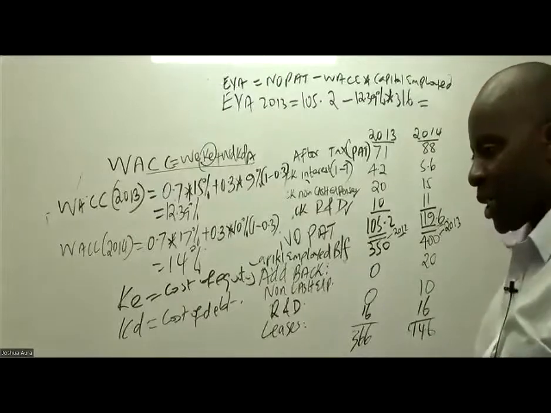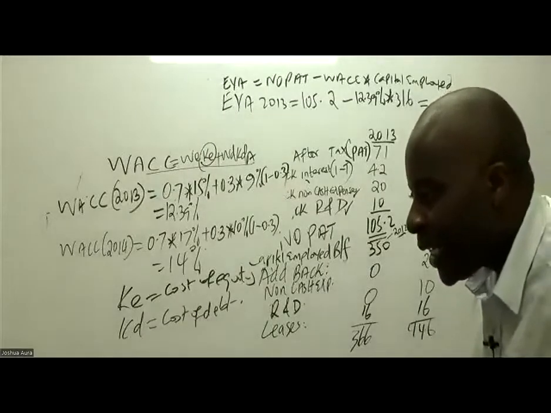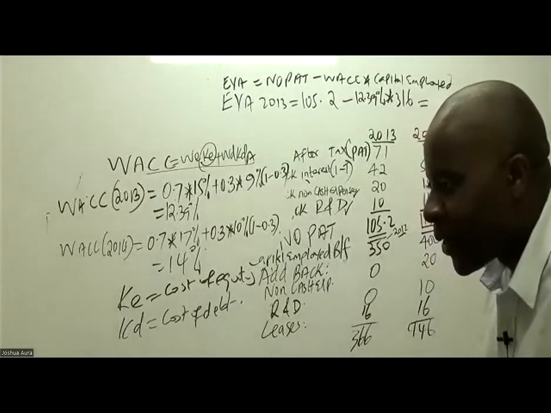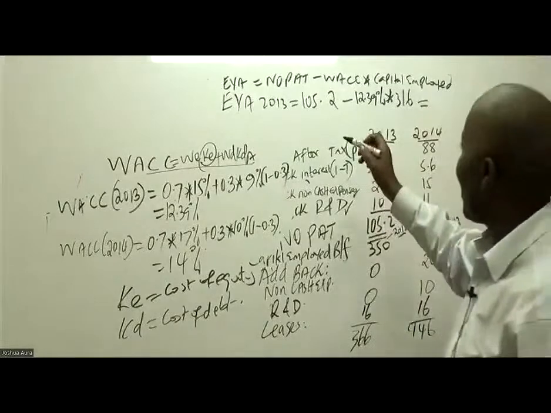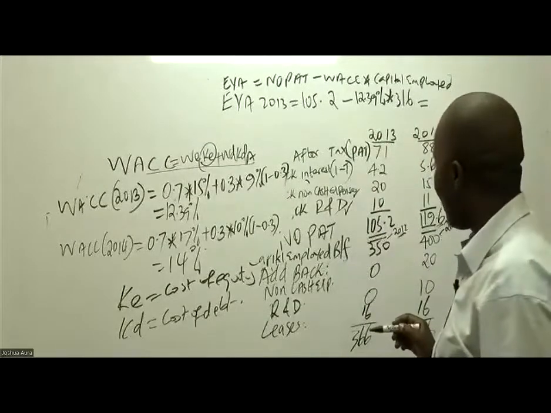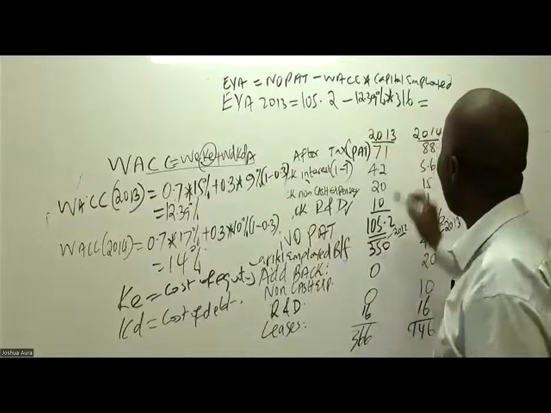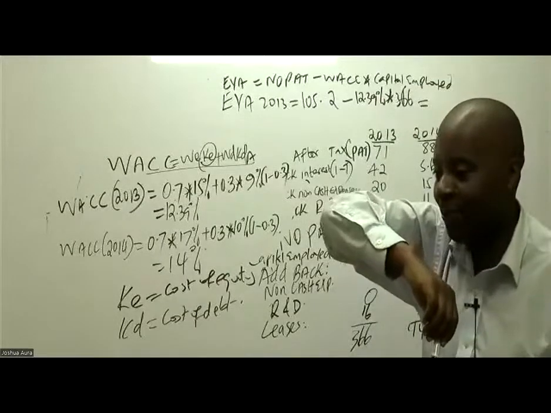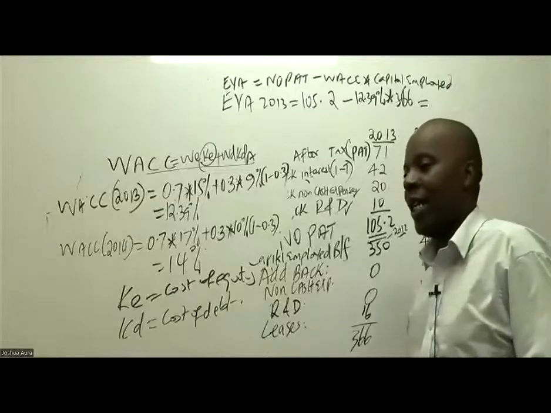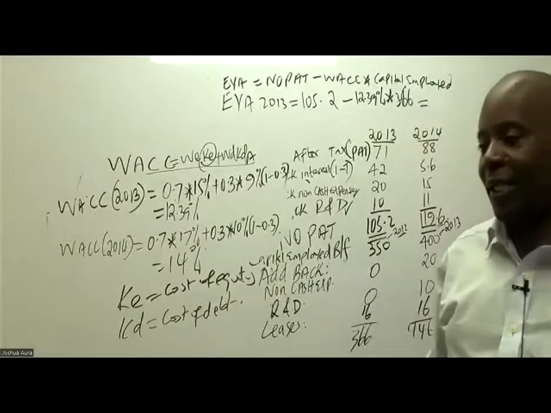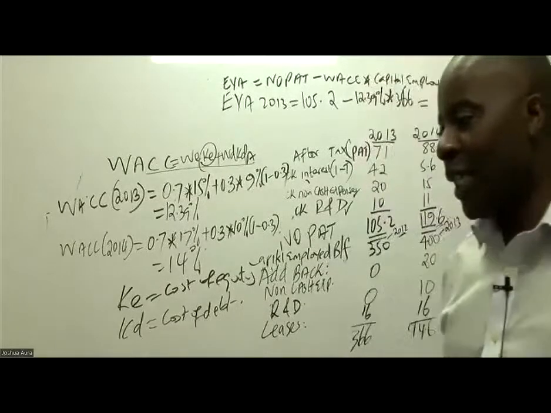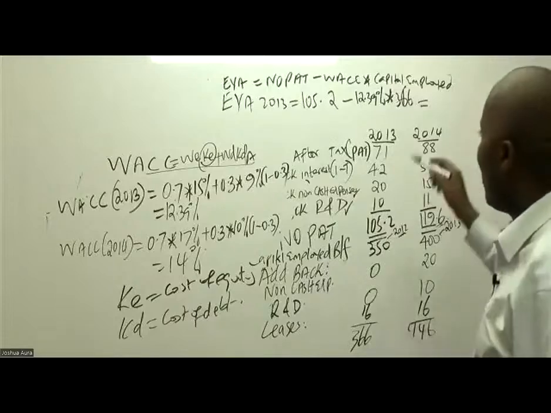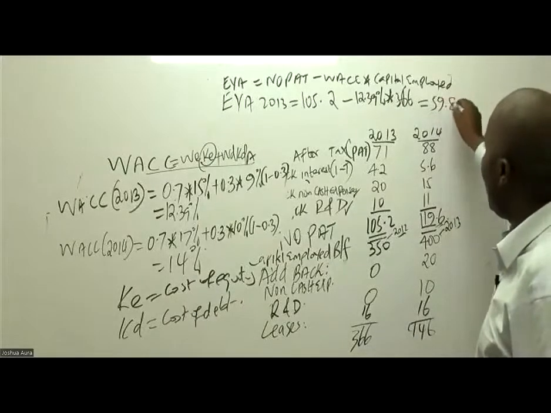So Doreen Gatui tells me 366. Oh, the capital employed for 2013 is 366, not 316. Thank you so much for correcting us. 366, which at the end of the day gives me 59.85.